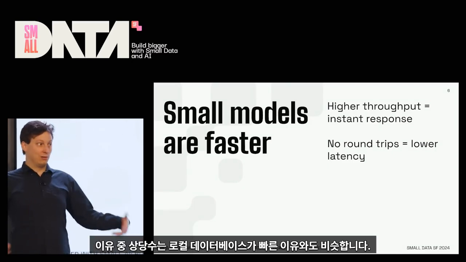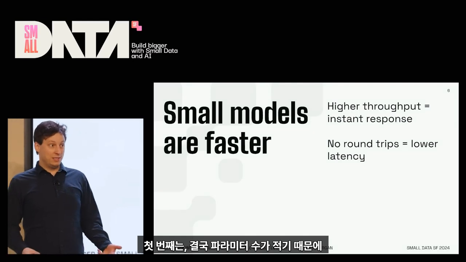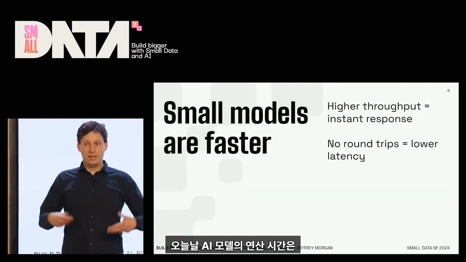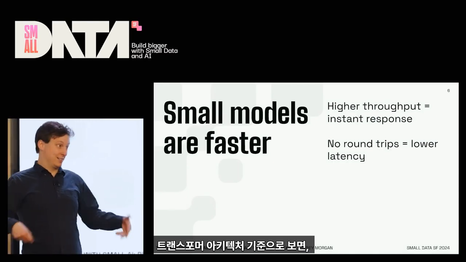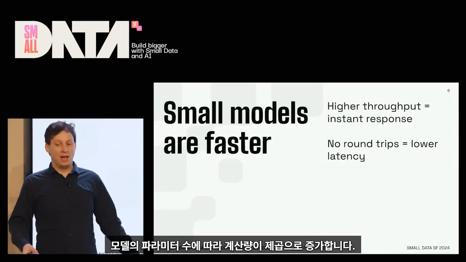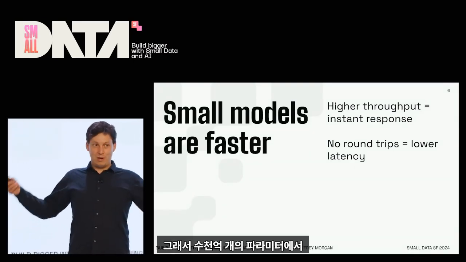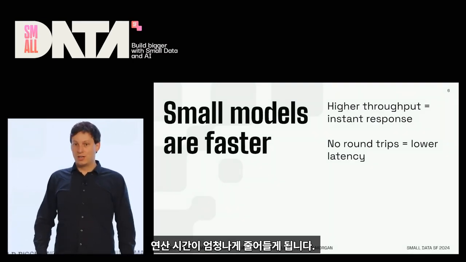It's a lot like why running a local database is faster. The first one is that with fewer parameters, the model just runs a lot faster. The compute time for an AI model today that uses the transformer architecture, which is what most of them do, is quadratic with the number of parameters, so it's n squared. So just by going from hundreds of billions of parameters to 1 billion parameters, for example, you're cutting a serious amount of compute time.